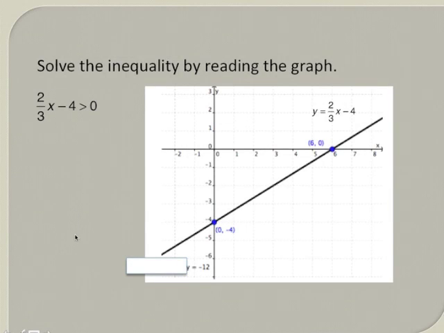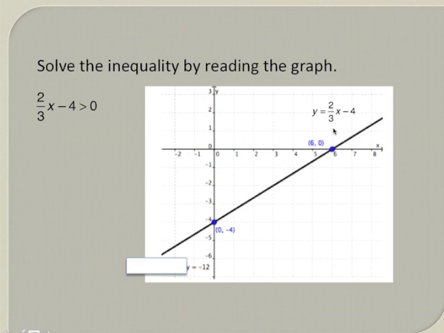Now we need to solve this inequality by reading the graph. We want 2/3 x minus 4 to be greater than 0. This is the line right here of y equals 2/3 x minus 4. The y-intercept was -4, up 2 and over 3, up 2 and over 3. Well, when is this greater than 0?